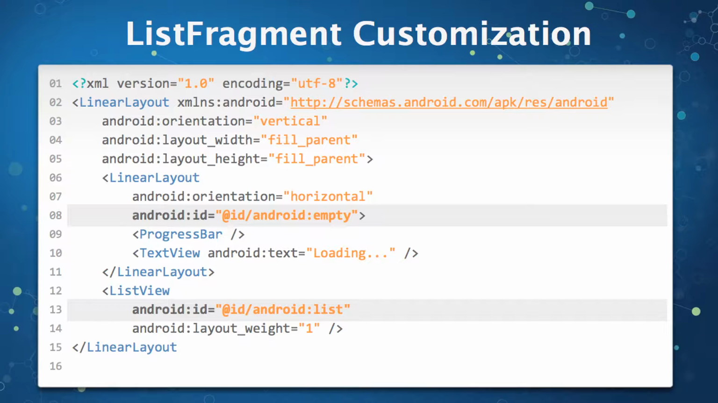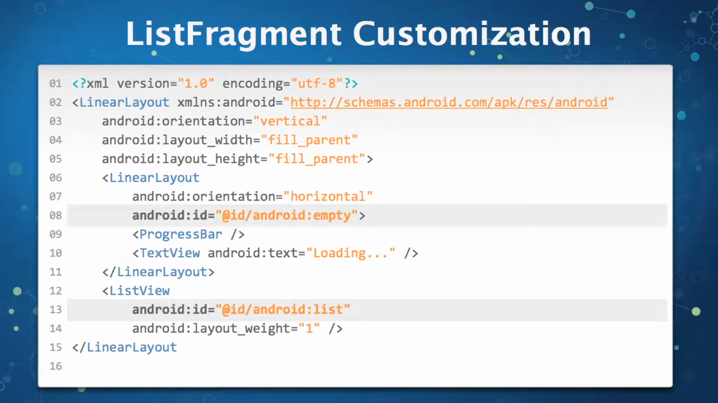There are two important parts here that you can use, which are two IDs. The first one is the Android list ID. That's an ID you can apply to a list view item, and that's what the list fragment or list activity displays. But there is also an ID called Android empty, and that ID is very interesting because you can apply it to anything you want.